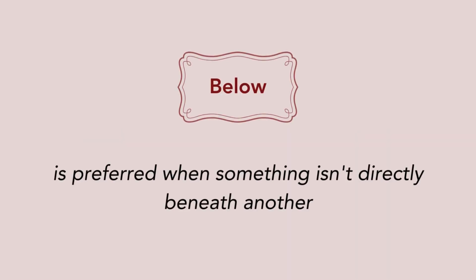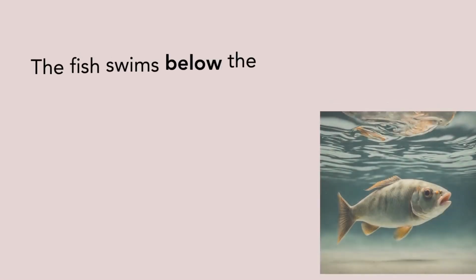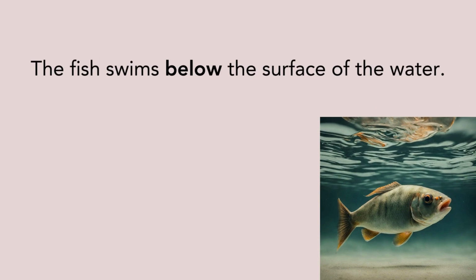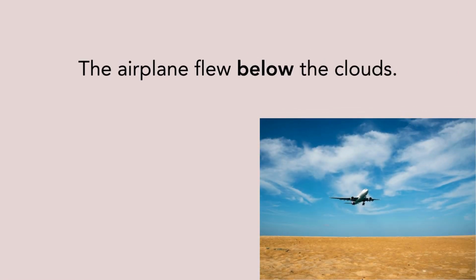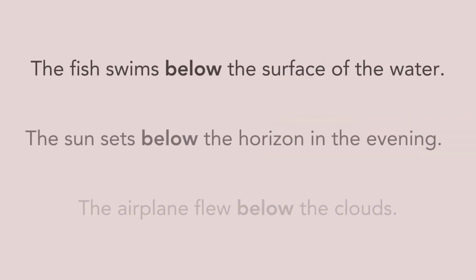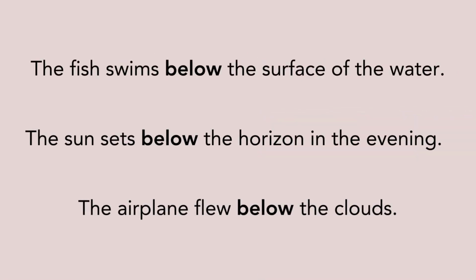However, below is preferred when something isn't directly beneath another. Here are some examples to illustrate the preference for below when one thing is not directly beneath another. The fish swims below the surface of the water. The sun sets below the horizon in the evening. The airplane flew below the clouds. In each of these examples, below is used to indicate a position that is lower, but not necessarily directly underneath another object or reference point.